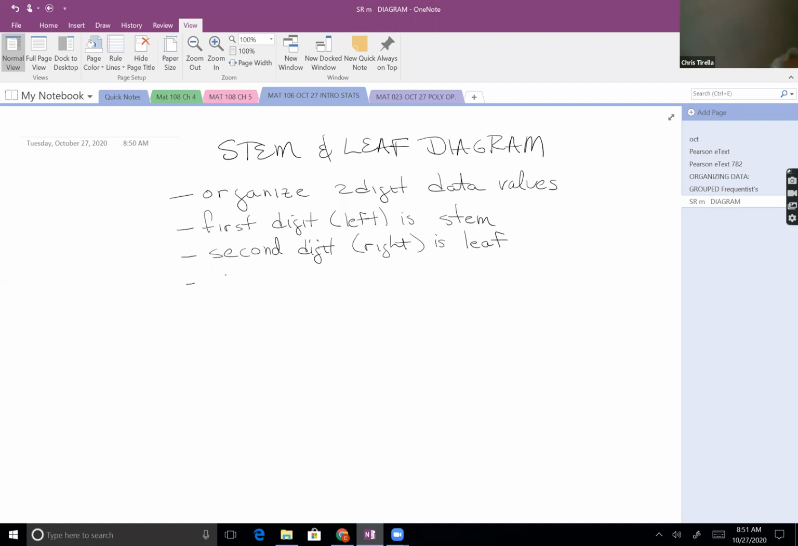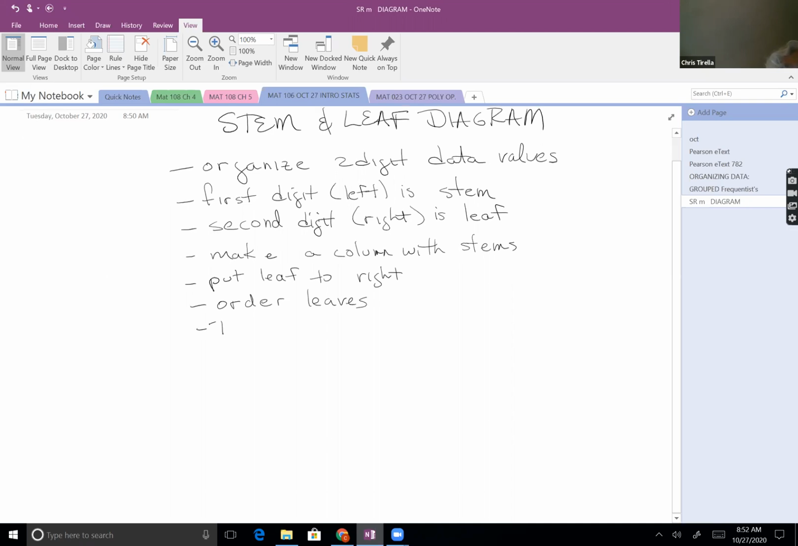We make a column with the stems. We put the leaves off to the right. We want to make sure that the leaves are in order. Technically, you're not supposed to put a comma in between.